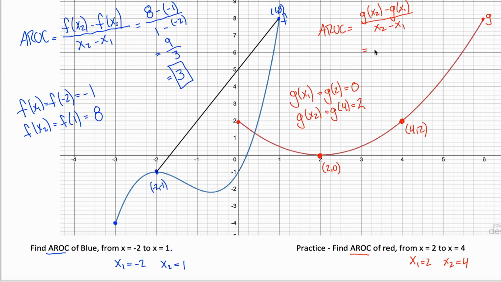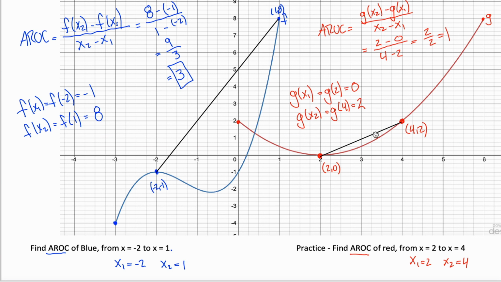G of x2 is the number 2. From that, I want to subtract g of x1, which is the number 0. And then I'll divide that by x2, which is the number 4, minus x1, which is the number 2. 2 minus 0 is 2, 4 minus 2 is 2, 2 divided by 2 is 1. So the average rate of change of this function pictured in red from x equals 2 to x equals 4 is just 1. One way you can visualize that answer is by drawing the secant line between those 2 points.